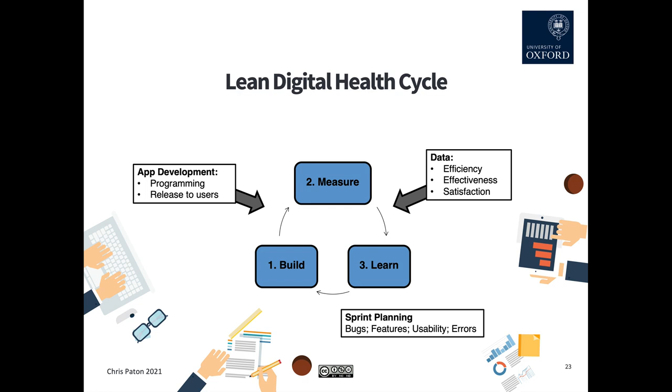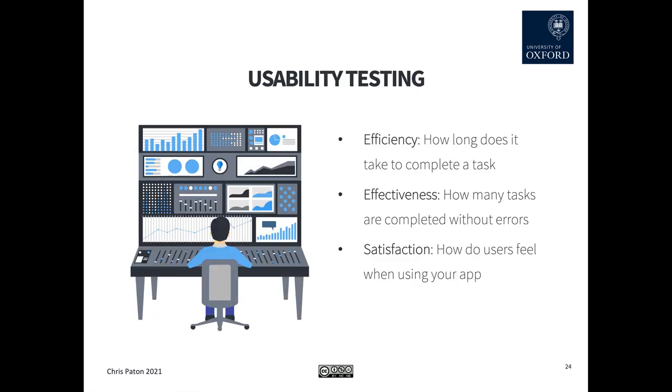So you might build, doing your programming, release to end users, and then measure data on how people complete tasks within the app. You can even include things like surveys to find out how satisfied they are. And then you use that data to learn about your app and plan how you're going to change things, and then you go into this kind of build again.